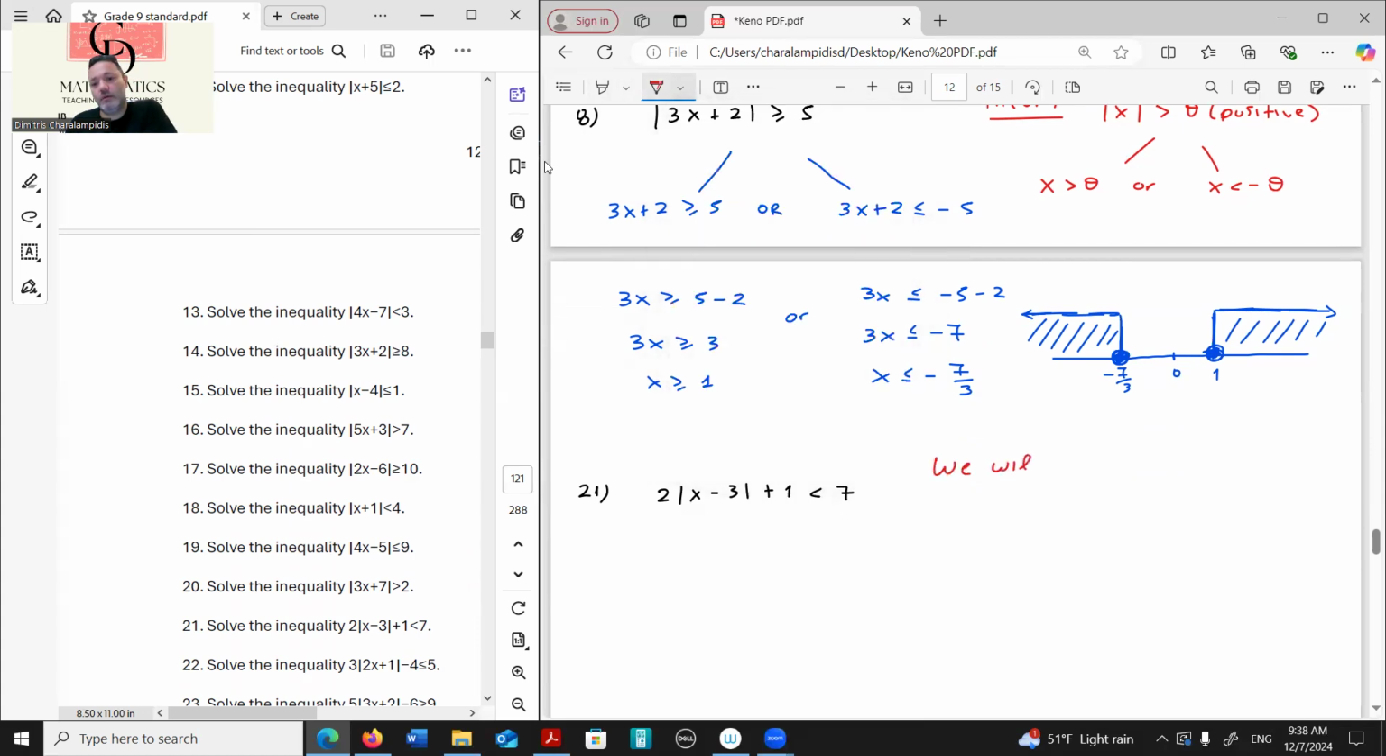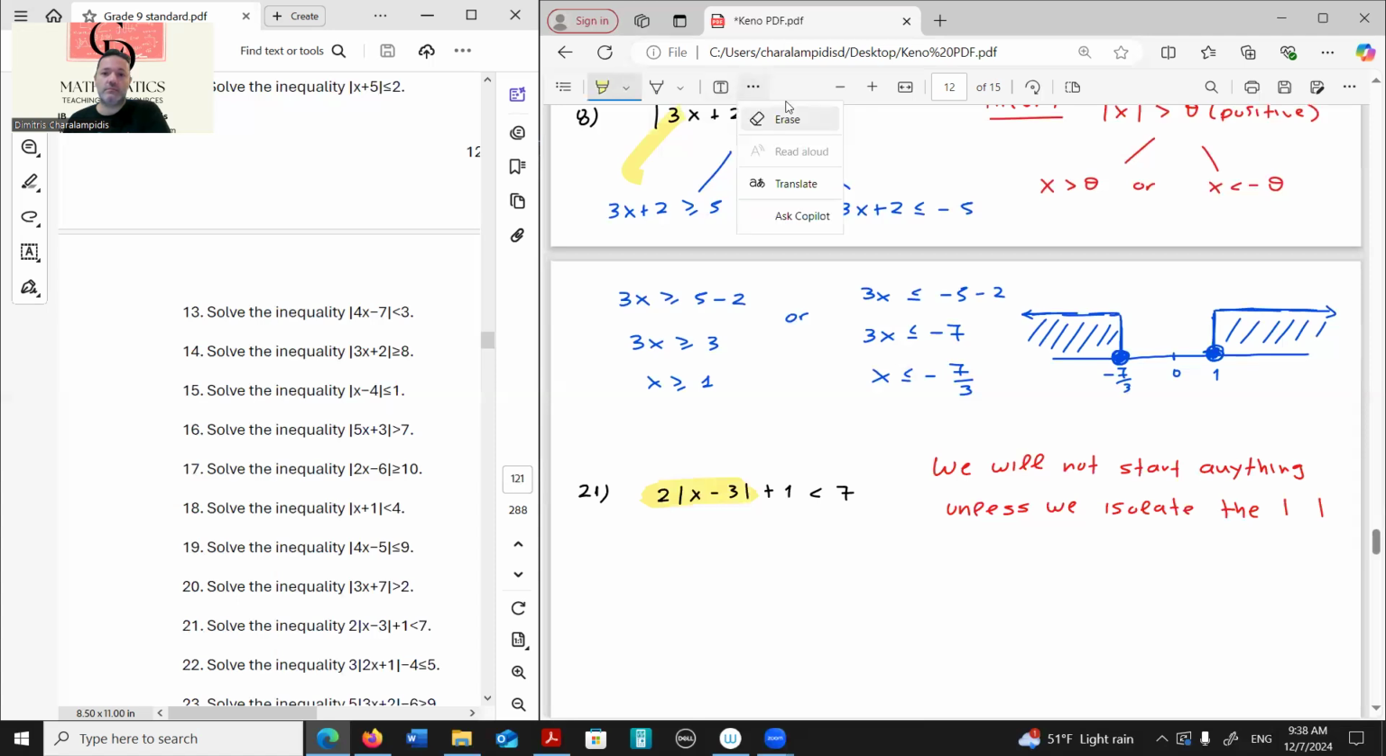We will not start anything unless we isolate the absolute value first. So to do that, from theory, I know that if I cannot do something which will directly isolate the absolute value, I should start by isolating the term that contains that. So in this case, the 2 times absolute value of x minus 3.